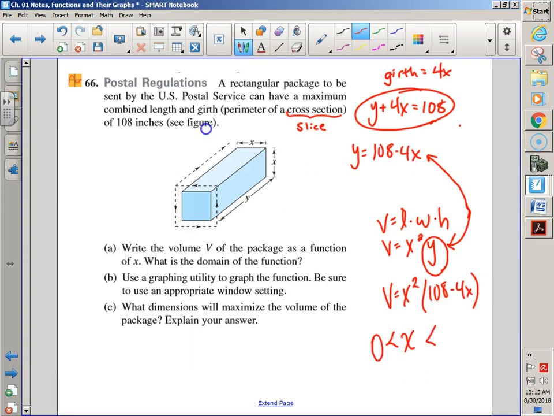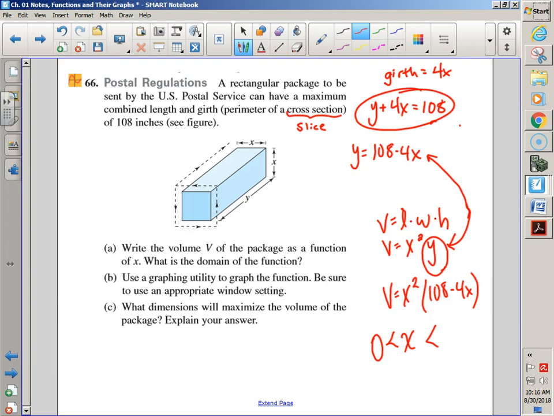Wait a minute. How on earth am I knowing there's also a maximum to what x can be? No, x can't be 108, but you're close. y can't be 0 either. y has to be greater than 0. And if y is greater than 0, well, what would x be if y was 0? And it used up all the 108. Don't you have to use up the 108 and 4 x's and a y?